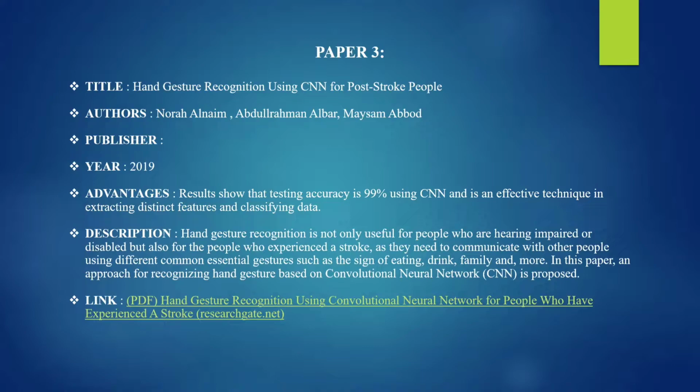In this paper, an approach for recognizing hand gestures based on a convolutional neural network is proposed. The developed model is evaluated and compared between training and testing models based on several metrics such as execution time, accuracy, sensitivity, specificity, positive and negative predictive value, likelihood, and root mean square. Results show that testing accuracy is 99% using CNN, which is an effective technique in extracting distinct features and classifying data.